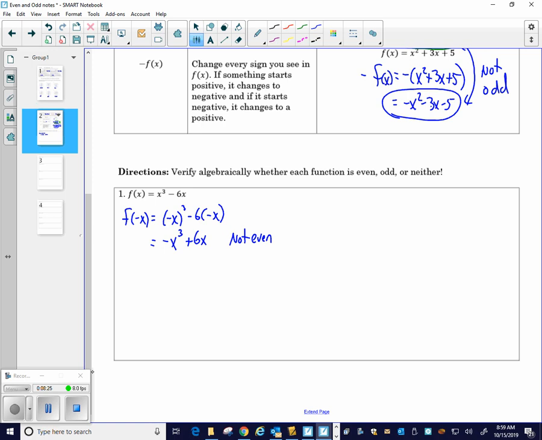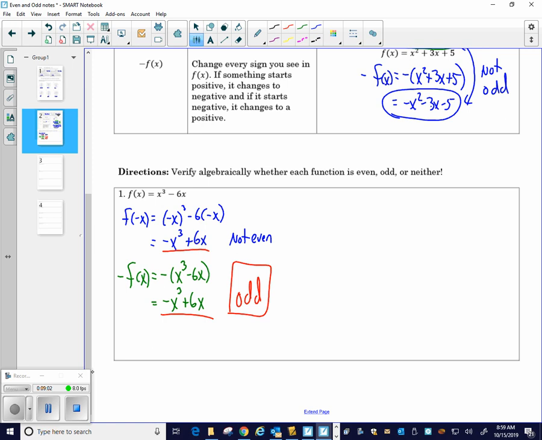Now let's try the negative of f of x. Well, that is literally just making the entire f of x function negative. And then we'll simplify. We'll distribute the negative, so we get negative x cubed plus 6x. Aha. This is the same as that. This is an odd function. It just means that when you graph that, that would be rotationally symmetric to the origin.